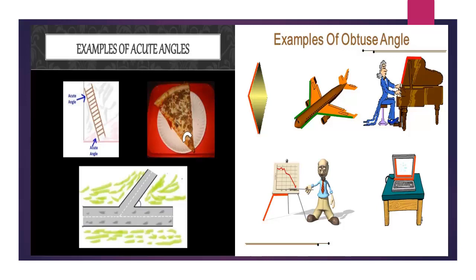This aeroplane, you can see this green color marked. This is an obtuse angle. So the piano border here, you can see it's an obtuse angle. Every table you are using here, you can see an obtuse angle. This is a diamond shape. So this angle is an obtuse angle.